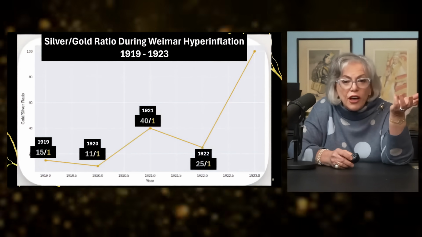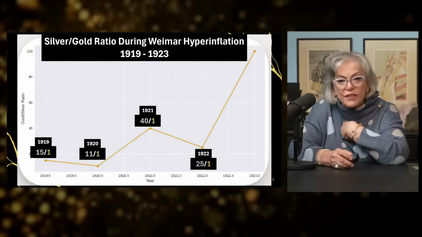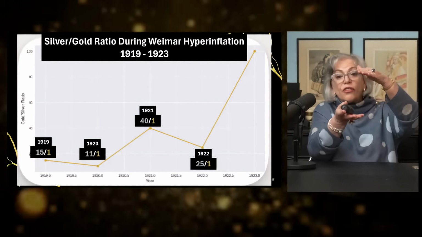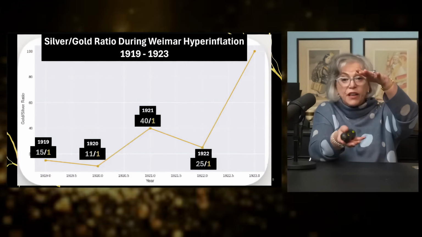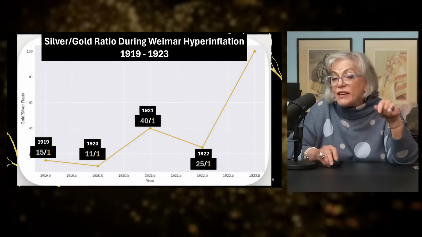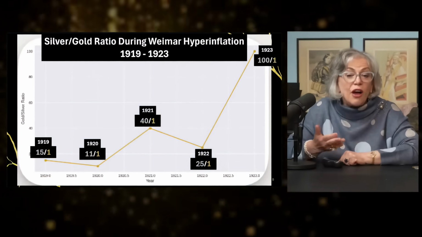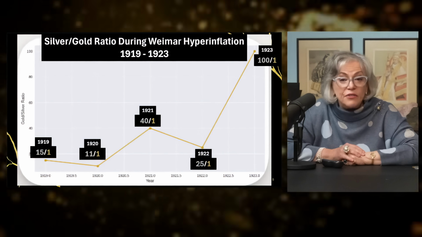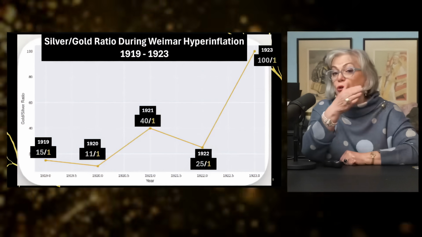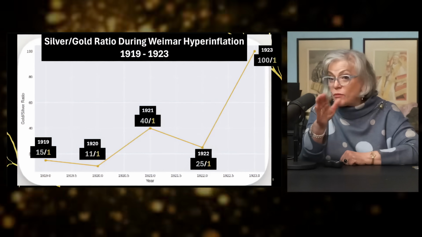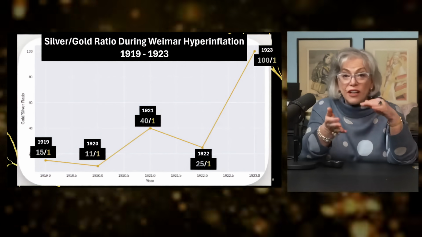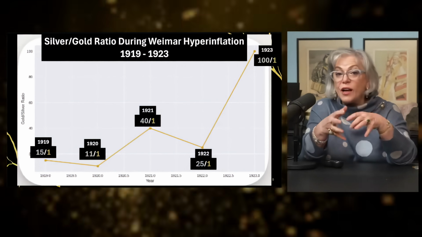And here you go, just like what we're experiencing today, spot silver moved up faster than spot gold. Both of them were moving up, but spot silver moved up faster, took it down to the 25 to 1, and then it was off to the races at the end of this, and it ended up at 100 to 1. I can show you more examples, and if you want them, let me know. I can do a whole piece just on the silver gold ratio during hyperinflation.